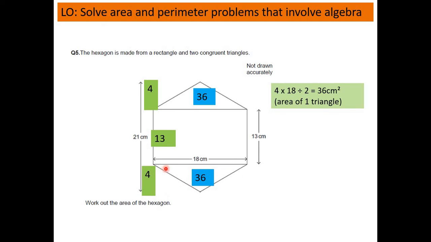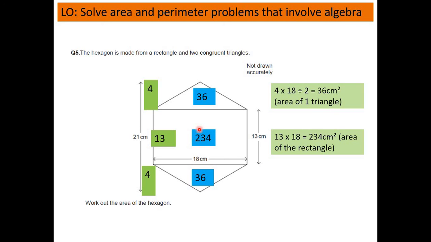They are the same. So now we've worked out the measurement of the areas of these two triangles, we need to work out the area of this rectangle in the middle. We know that this measurement down here is 18 centimeters, and this measurement up here is 13 centimeters. So we're going to multiply them together. 13 multiplied by 18 is going to give us 234 centimeters squared. And that is the area of the rectangle.